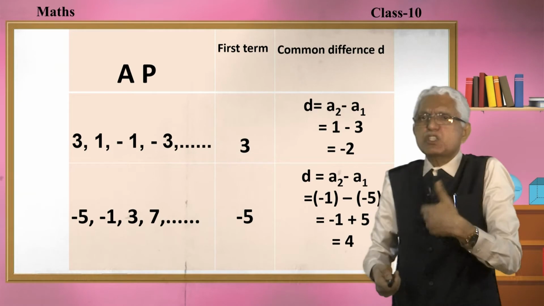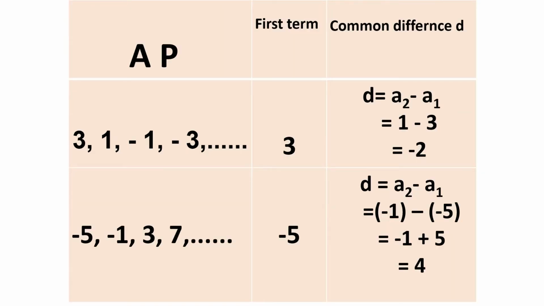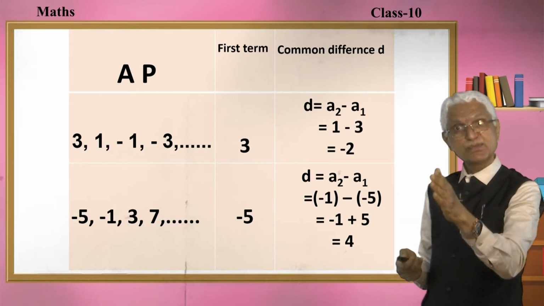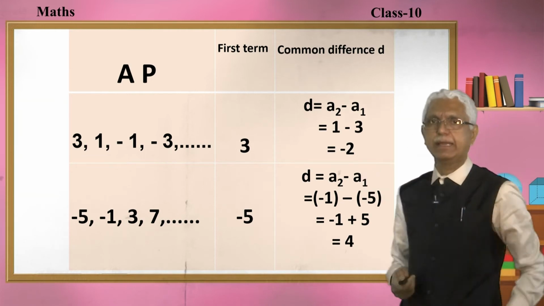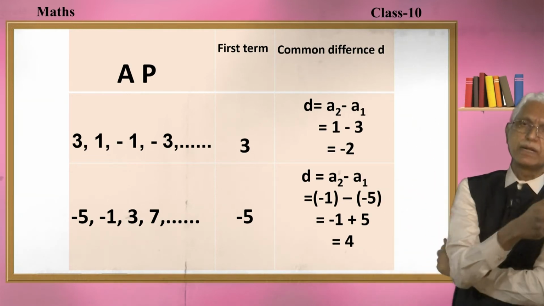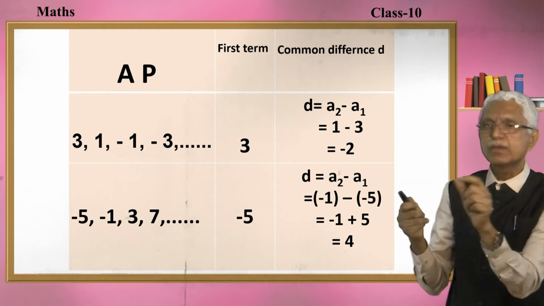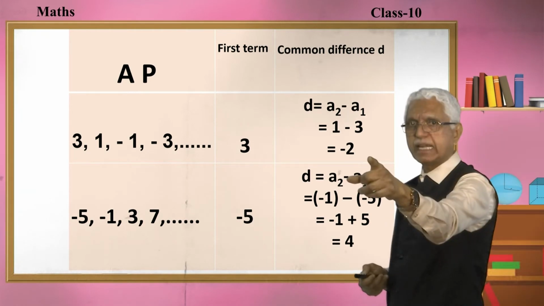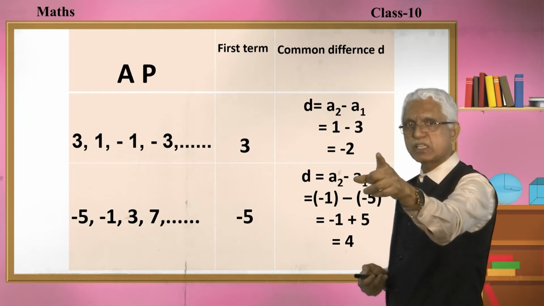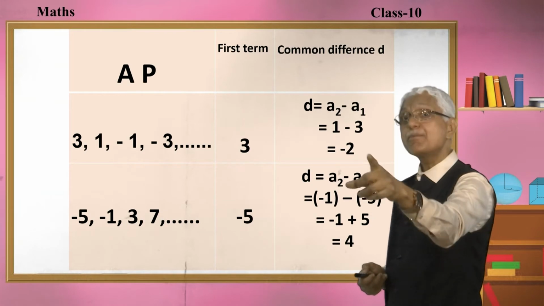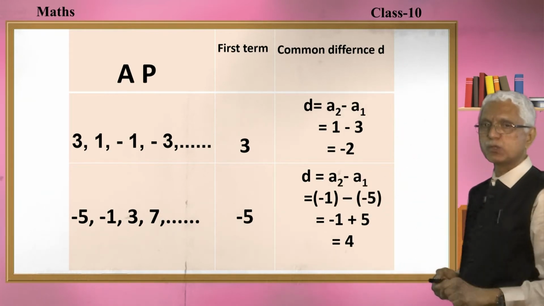Now, just to exercise and to make sure we have understood how to find the common difference, 1 or 2 more examples are taken. Take the first example, my dear children: 3, 1, minus 1, minus 3, right? Okay. How will you find the common difference? Second term minus the first term. Which is the second term? 1. Which is the first term? 3. 1 minus 3 is minus 2.